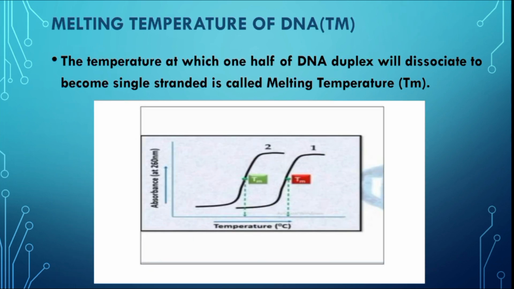The melting temperature of DNA. The melting temperature of DNA is described by Tm. It is the temperature at which one half of the DNA duplex will dissociate to become single-stranded, and is called the melting temperature.